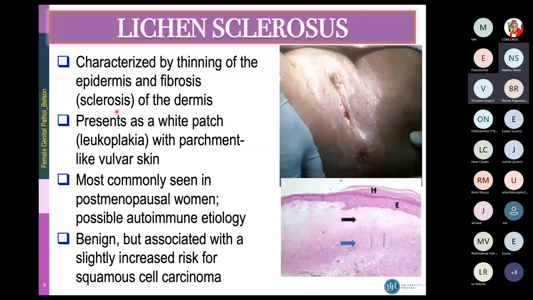So why here ni lichen sclerosus ntabwo hazaba ha uruhu rwabyimbye rwazamutse ahubwo ruzaba rusa n'urutebeye ariko rweruka because it is atrophy. So most commonly this is seen in postmenopausal women and it is thought that there is an autoimmune etiology. Yes, some antibodies come and destroy parts of the skin. So it is benign, but these people also have an increased risk to develop squamous cell carcinoma.